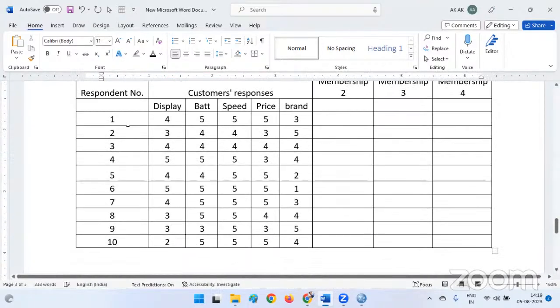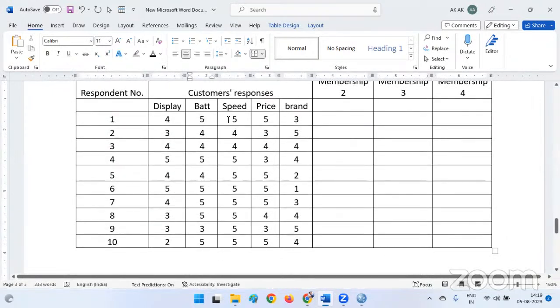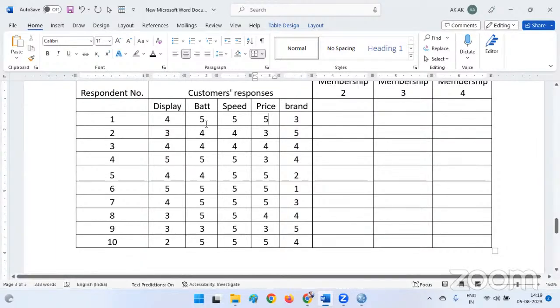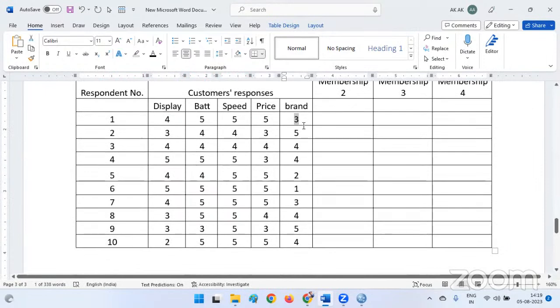So respondent number 1 said display is very important but not most important. Battery is most important, speed is most important, price is most important. One who says price is most important means he wants a cheaper product. But battery and speed should be good. Display can be compromised a bit. Brand can be compromised to a large extent. Okay, brand is moderately important. Of course, when the price is important, you have to compromise with the brand. Okay, so this is one category of person.